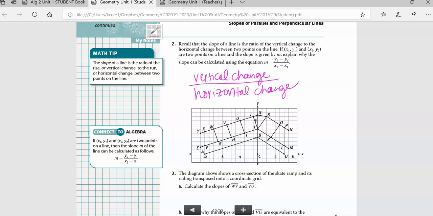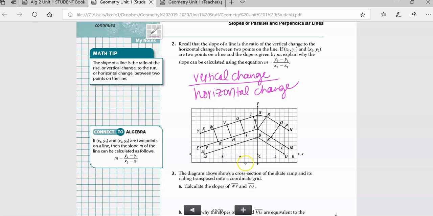Okay, so we're looking for that vertical change over the horizontal change. That's why that equation represents our slope. Now, if you look at this situation that we've got right here, I don't know what that represents. Kind of looks like a roller coaster to me. Oh, it represents the skateboard ramp. Okay, so they want us to calculate some slopes.